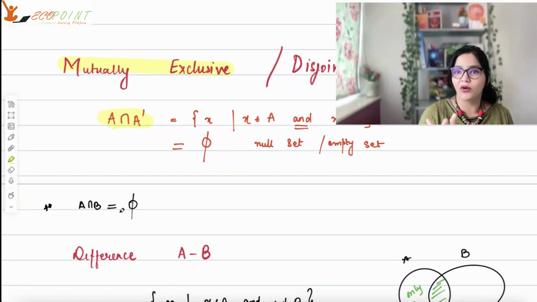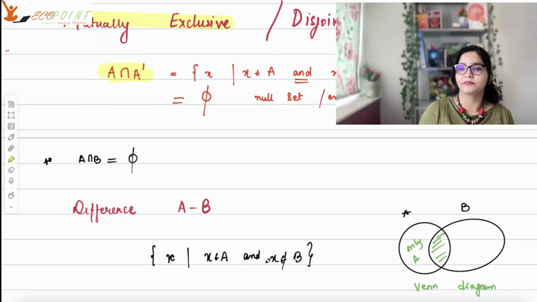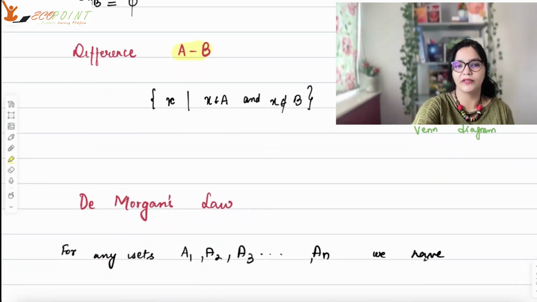Similarly, the concept of A minus B also is very important pictorially. Basically, if I look into A minus B, it means only A. So it consists of all the elements in A that are not in B. So A minus B and B minus A are two very different things. Always be very careful with that.